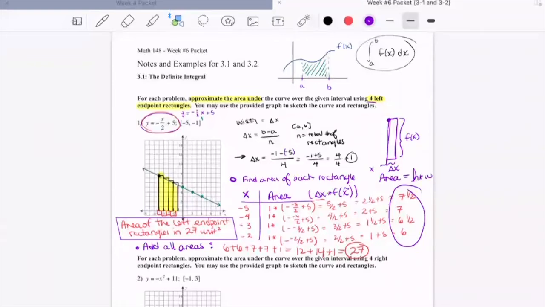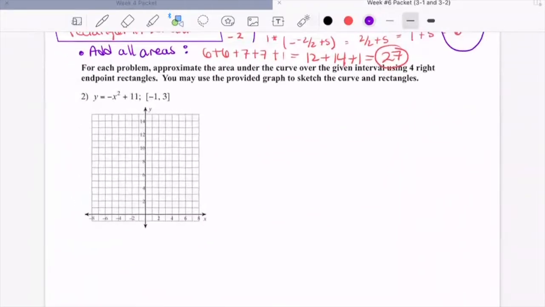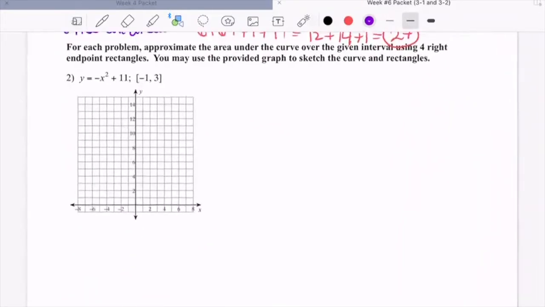In this video, we're going to continue our notes and examples on section 3.1, the definite integral. So let's look here at example 2. Now we're told for each problem, approximate the area under the curve over the given interval using 4 right endpoint rectangles. You may use the provided graph to sketch the curve and rectangles.